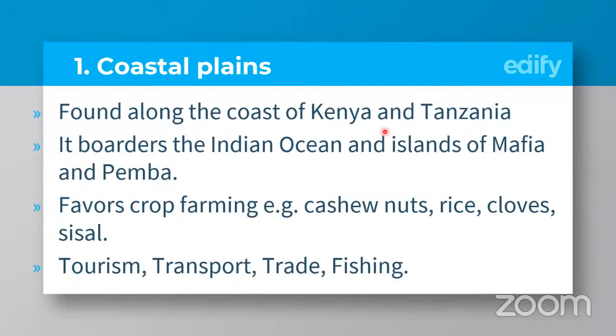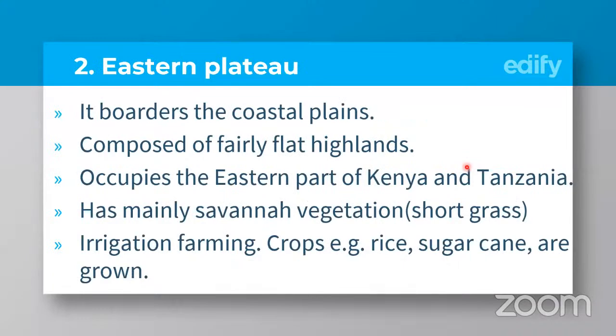Okay. And the dominant economic activities, we can talk about tourism, transport, and there is trading because of the easy access to the sea. Fishing, keep those things coming through in the chats. I'm glad you're participating. So that is the coastal plain found along the East African coast, known for farming. It has convectional rainfall received throughout the year. Let's look at the second one, the Eastern Plateau.